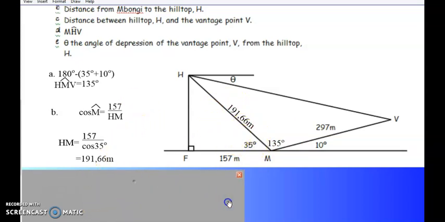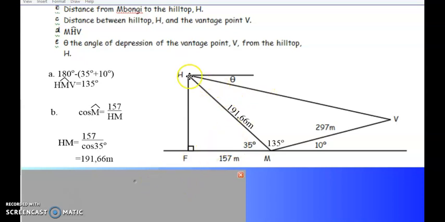My next question that they ask me is the distance between the hilltop H and the vantage point V. They want to know that distance. So, if I look at my information that I have, this is the angle. That will be a side. That is a side. But this is the side opposite the angle that I need to find. So I can use the cos rule. Two sides and an included angle, cos rule, or the area rule. In this case, I'm going to use the cos rule because they did not give me the area.